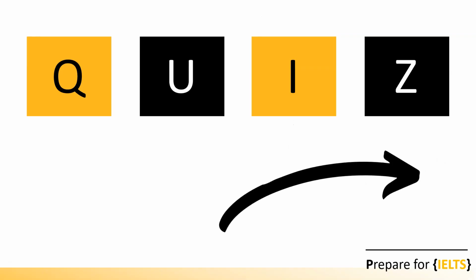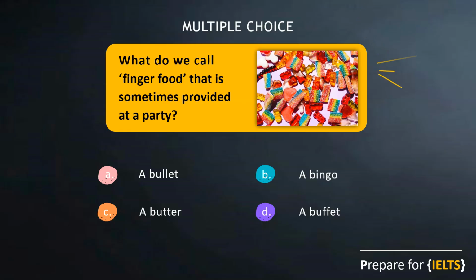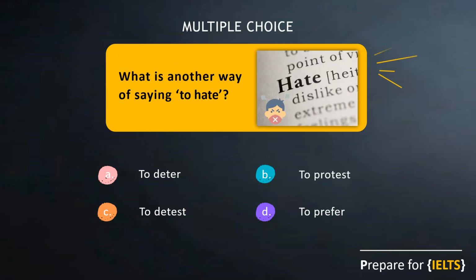Let's take a look at the quiz now and see what you can remember. What do we call finger food that is sometimes provided at a party? A buffet. What is another way of saying to hate? Very useful verb for both writing and speaking. To detest.